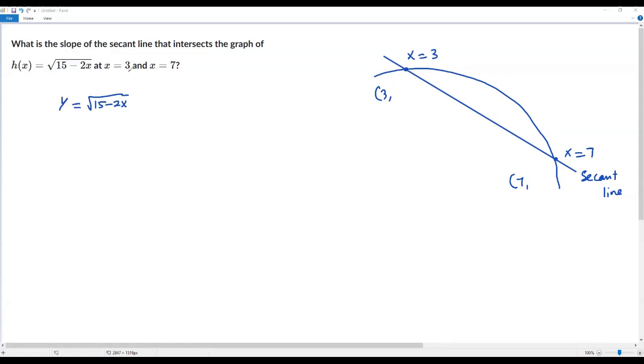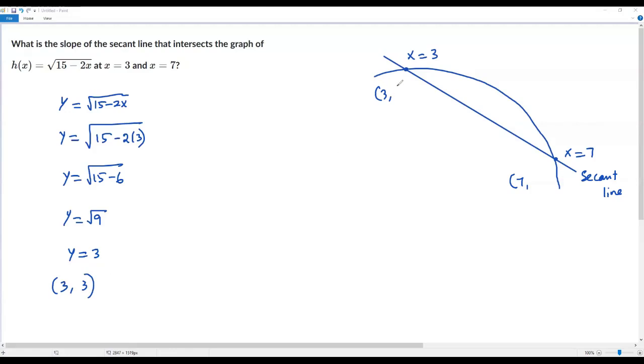Now when x equals 3, let's find the value of y. For that, we have to plug in this 3 for x over here. When I do so, I'm getting the square root of 15 minus 2 times 3. Then y equals the square root of 15 minus 6, which is 9. Then y equals 3. When x equals 3, y is also 3. So (3, 3) is the point.